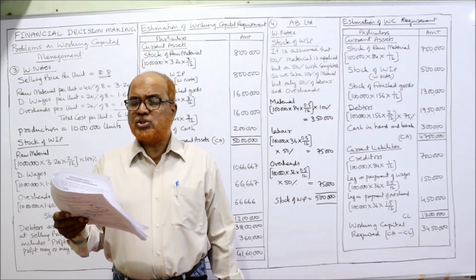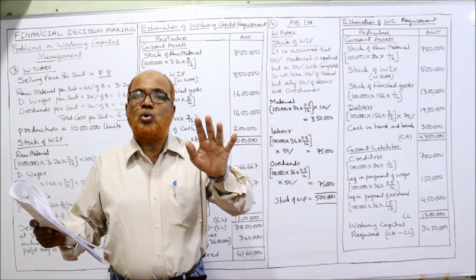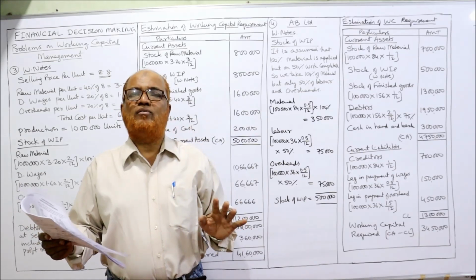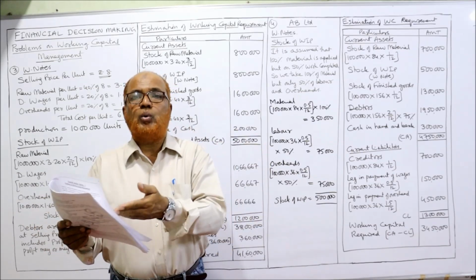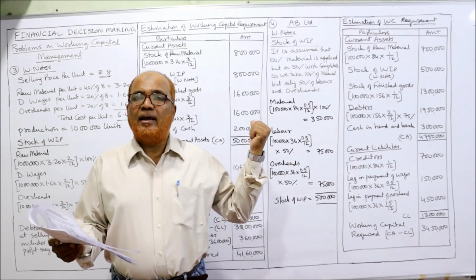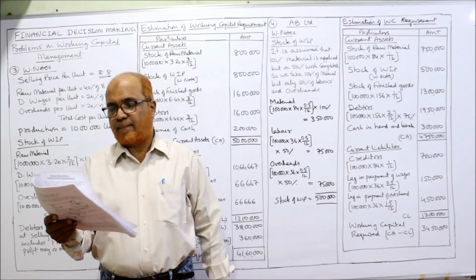25% of the output is sold for cash. That means all the goods are not sold on credit. Only 75% of goods are sold on credit. 25% are sold for cash. So while calculating debtors, we should take only 75% of sales.